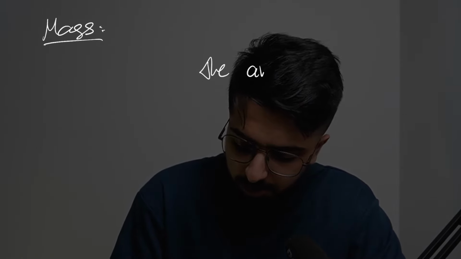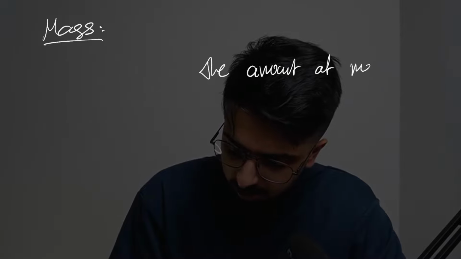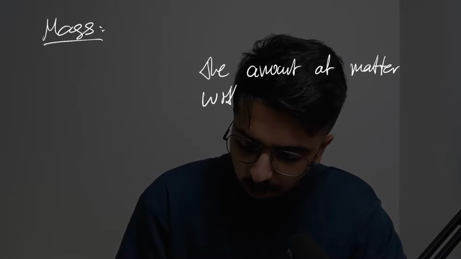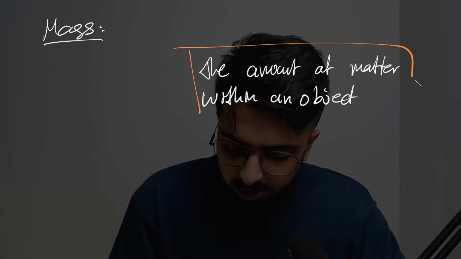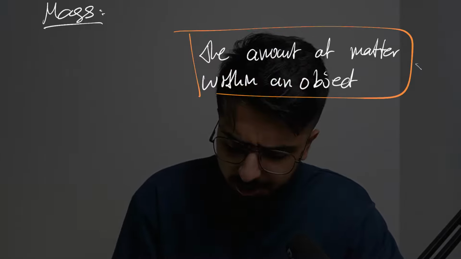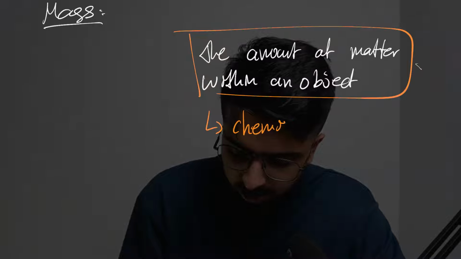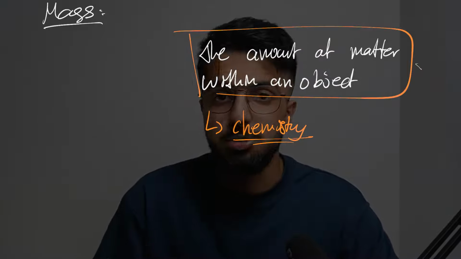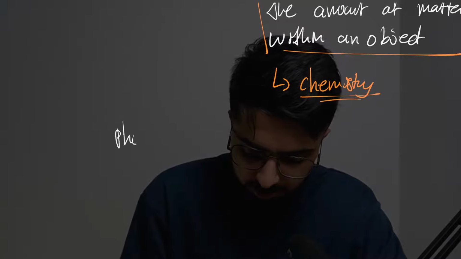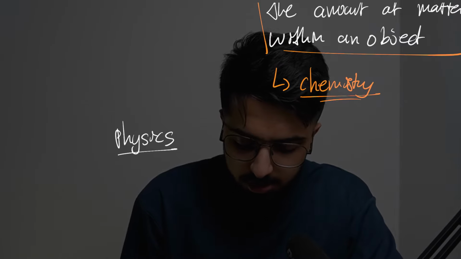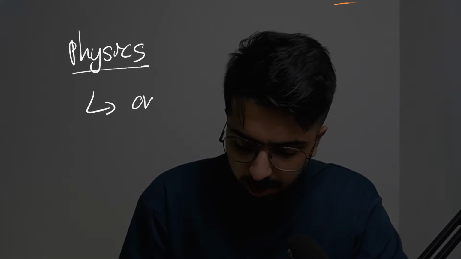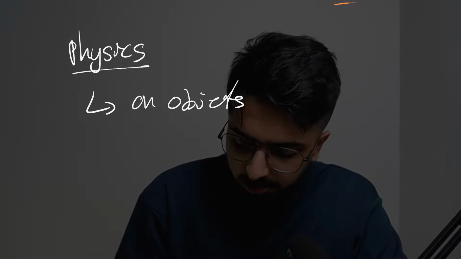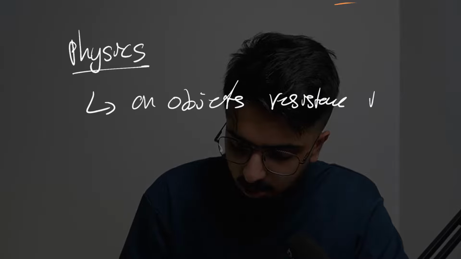Usually when we talk about mass, we are talking about the amount of matter within an object. Now, this definition is technically correct. However, this is more of a chemistry definition, okay? In terms of physics, we are more interested in the way something moves. And so for physics, we can think of mass as an object's resistance to motion.